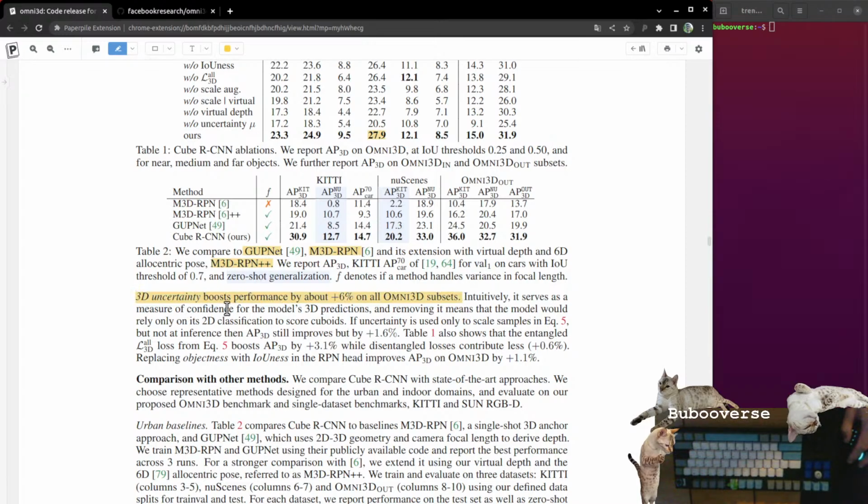So it serves as a measure of confidence for the model's 3D prediction, and removing it means that the model would rely on this 2D classification to score cuboids.